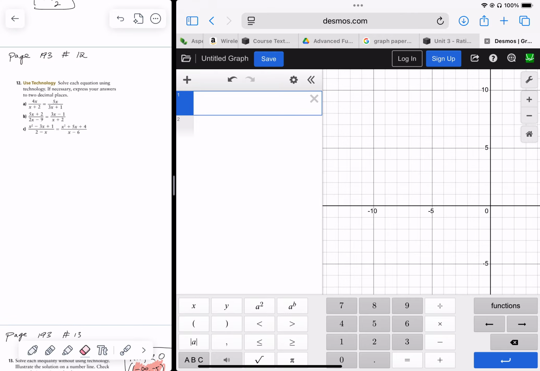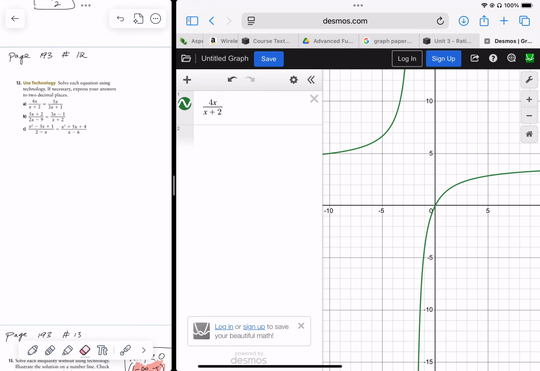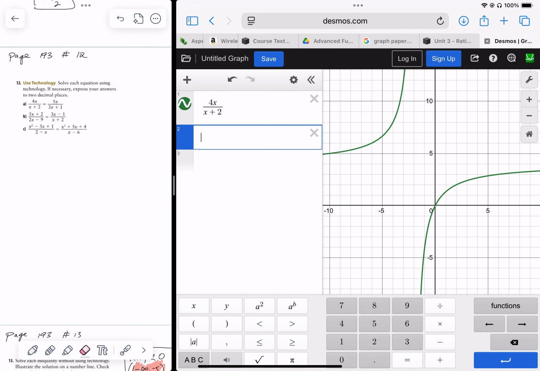So I'm going to put 4x over x plus 2. Okay, so that gives you one of the graphs. And then I'm going to plot the other side, 5x over 3x plus 1.